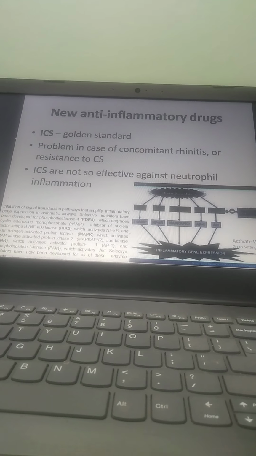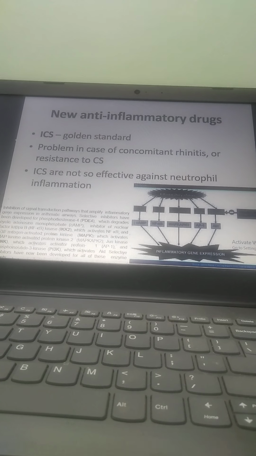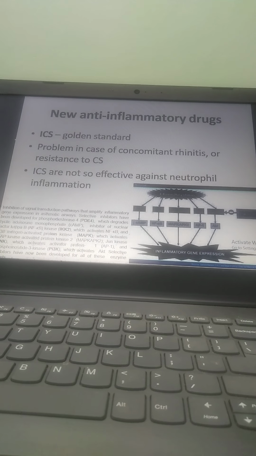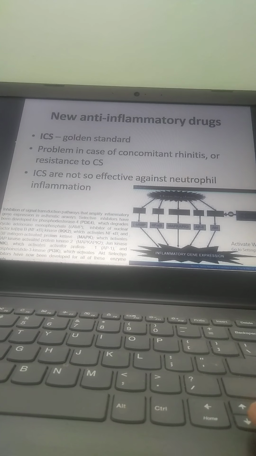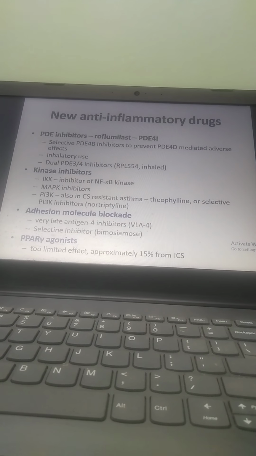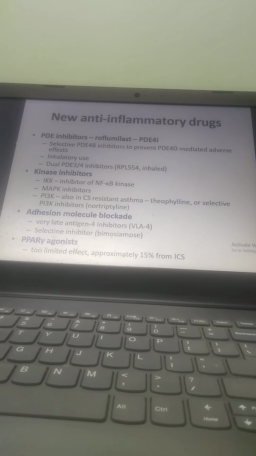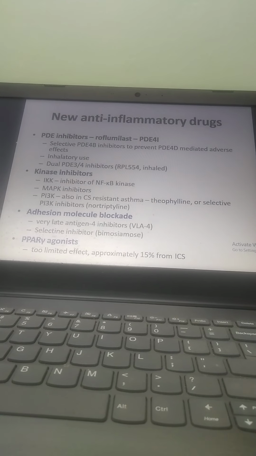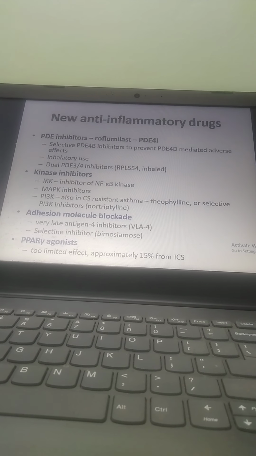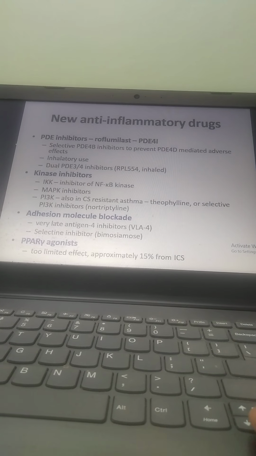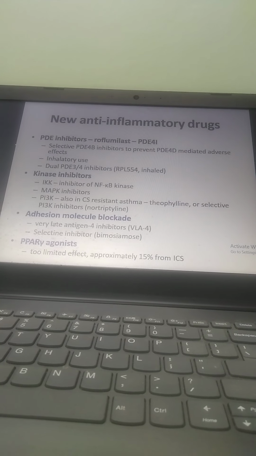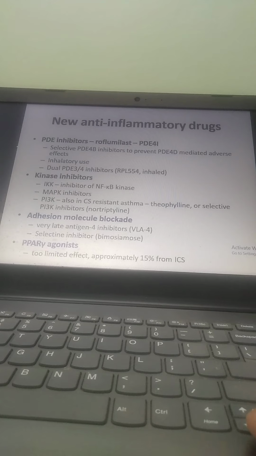ICS, this is the gold standard. Problems in case of concomitant rhinitis or resistance to CS. ICS are not so effective against neutrophil inflammation. Now, new anti-inflammatory drugs, we have PDE inhibitors, roflumilast, kinase inhibitors. There are so many adhesion molecule blockers, PPAR-gamma agonists. These are the 4 types of new anti-inflammatory, because inflammation also produces bronchoconstriction.